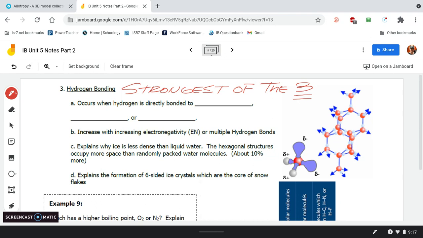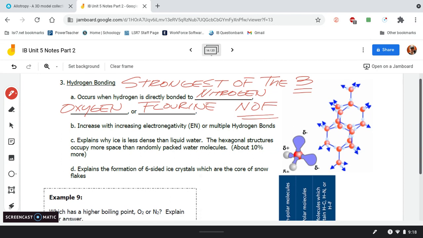Okay, so when do you get a hydrogen bond? Well, in the molecule, you have to have a hydrogen directly bonded to one of three very, very specific elements. So you have nitrogen, oxygen, or fluorine. N, O, or F. Now, if you have multiple hydrogen bonds, you get a little bit more force, but don't worry a lot about that.